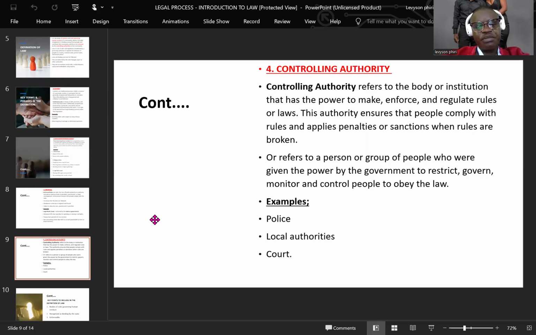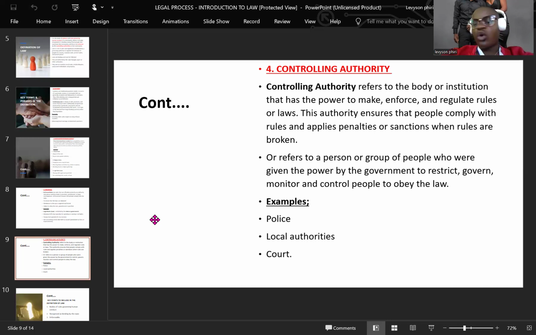What do these people do? When we talk about the police, these are people who make sure that people follow the rules and regulations. Okay? When you commit a theft, the police will come to you and arrest you. Why are they doing that? Because they want justice and not injustice.